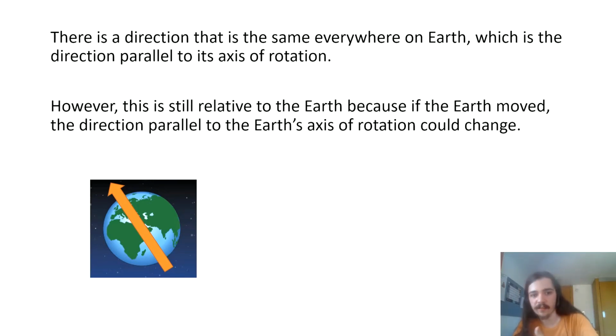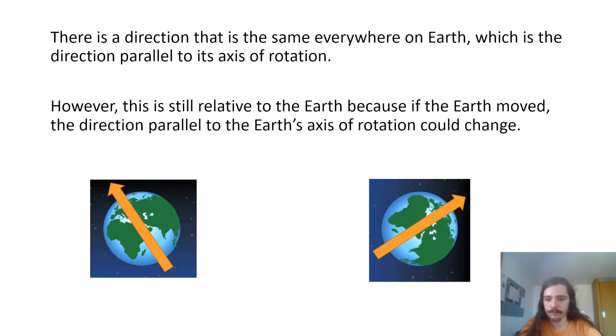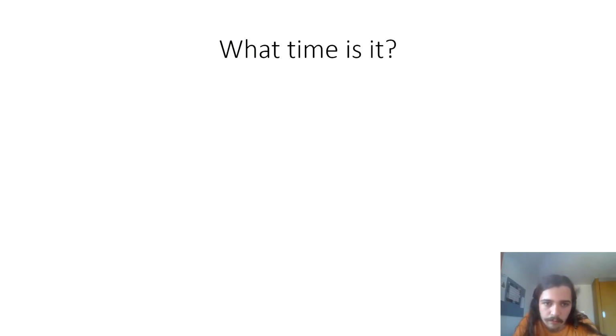But even this is relative, because the actual direction of the Earth's axis of rotation in practice does not change very much. But it can happen, for example, if another planet collided with the Earth, then that will cause the axis of rotation to change. And you're still measuring relative to the Earth, because you're assuming that the direction that's parallel to the Earth's axis of rotation is going to stay the same. So I think that explains why direction also is relative.